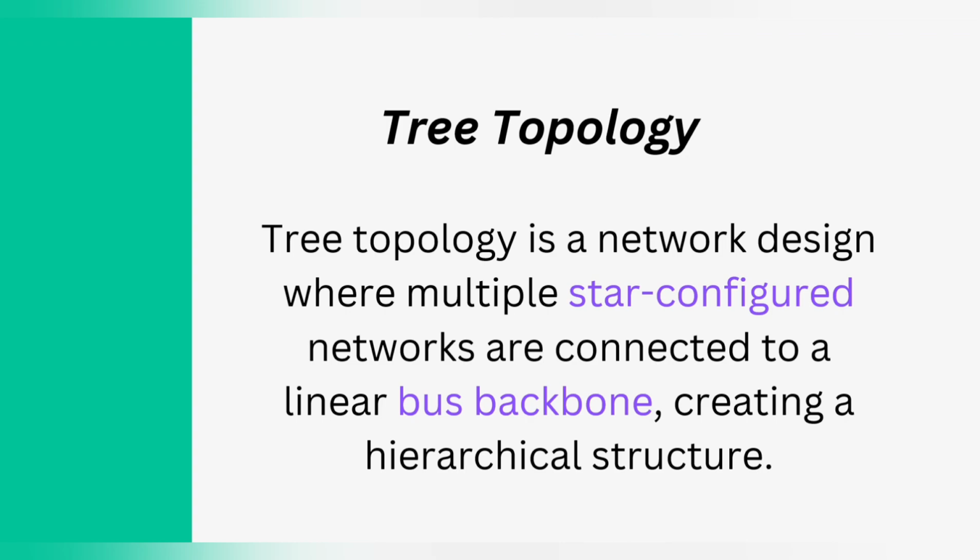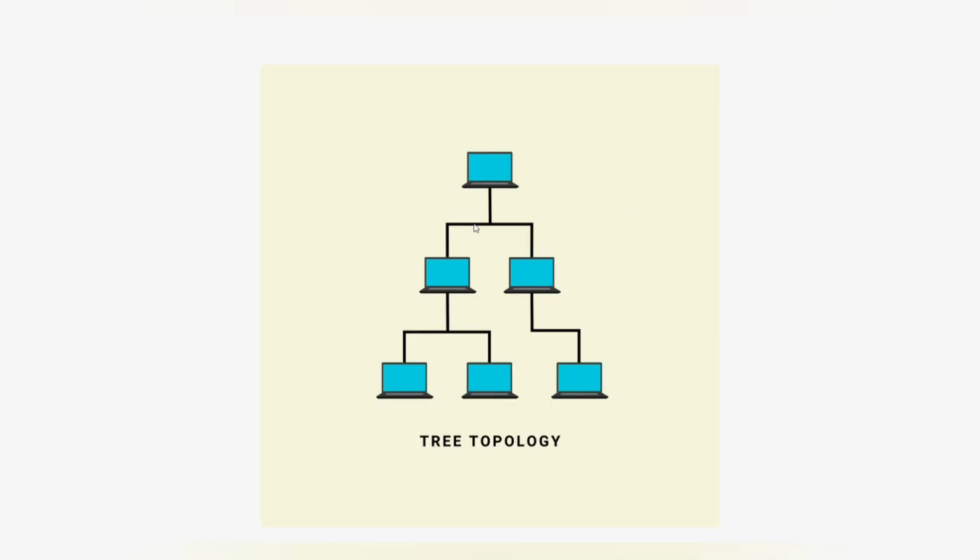Next one is tree topology. Tree topology is a network design where multiple star-configured networks are connected to a linear bus backbone, creating a hierarchical structure. Tree topology, also known as hierarchical topology, is a network configuration that combines characteristics of both star and bus topologies. It is a hierarchical structure where multiple star-configured networks are connected to a linear bus backbone. This hierarchy allows for the efficient organization of devices and the extension of the network to cover larger areas.